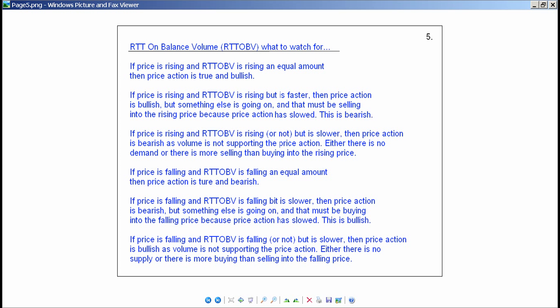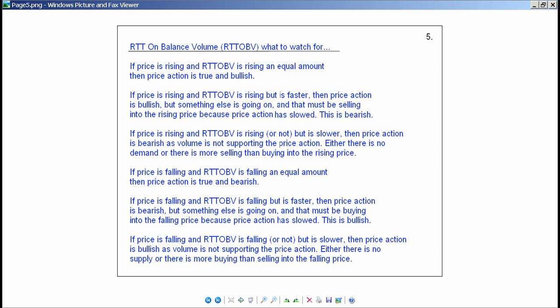RTT on balance volume, what to watch for. If price is rising and RTT OBV is rising an equal amount, then price action is true and bullish. If price is rising and RTT OBV is rising but faster, then price action is bullish but something else is going on. That must be selling into the rising price because price action has slowed. This is bearish. If price is rising and RTT OBV is rising or not but is slower, then price action is bearish as volume is not supporting the price action. Either there is no demand or there is more selling than buying into the rising price.